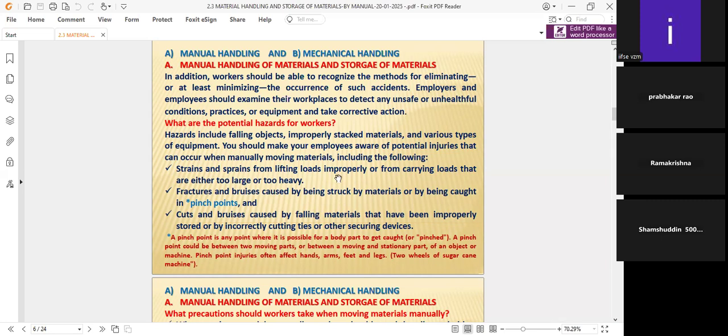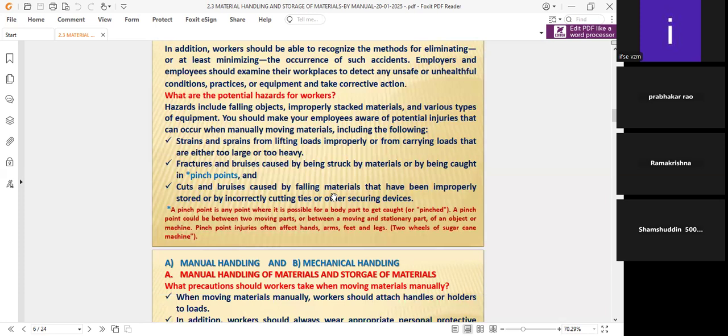That should be exposed in the training itself. That means not only the instructions on how to carry the materials, but we have to inform them what types of hazards may occur during the course of improper handling and unsafe practices. That makes sense of the training. Otherwise, the training is not proper without telling the employees about the hazards and risks.